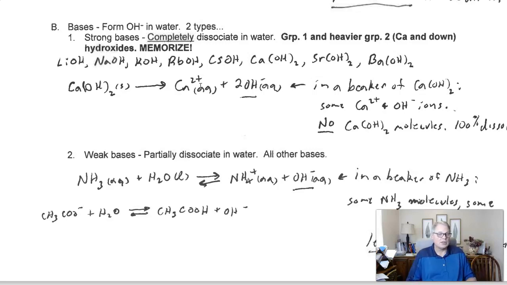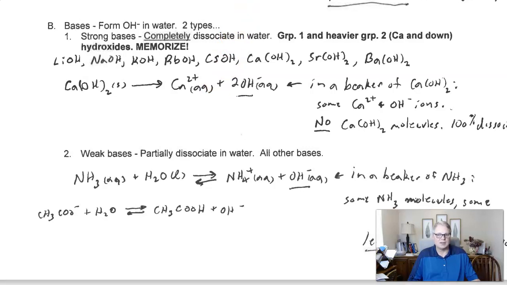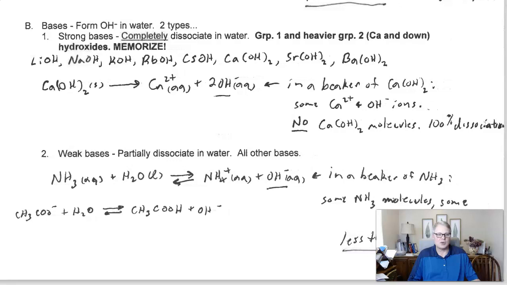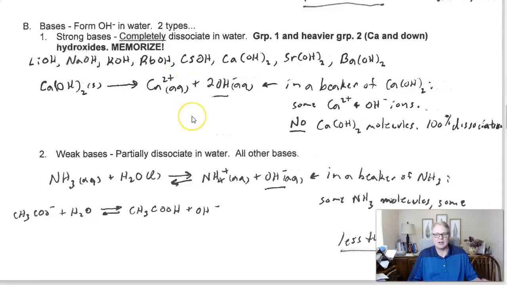Turns out there are two types of bases. Can you guess what they might be? Well, yes, they would be strong bases and weak bases. So what exactly is a strong base anyway? Well, strong bases completely dissociate in water.